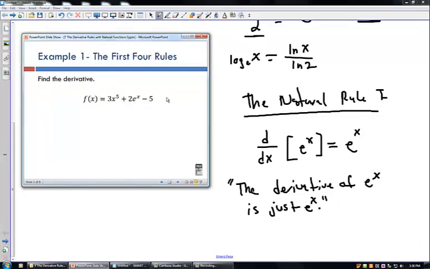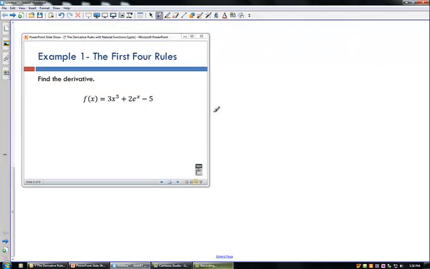So here's an example. And how are we going to use this? We want to find the derivative of 3x to the 5th plus 2e to the x minus 5. So find f prime of x. And let's write f of x above it. It doesn't hurt to copy these down and kind of say them as we go. So we have 3x to the 5th plus 2 e to the x minus 5.